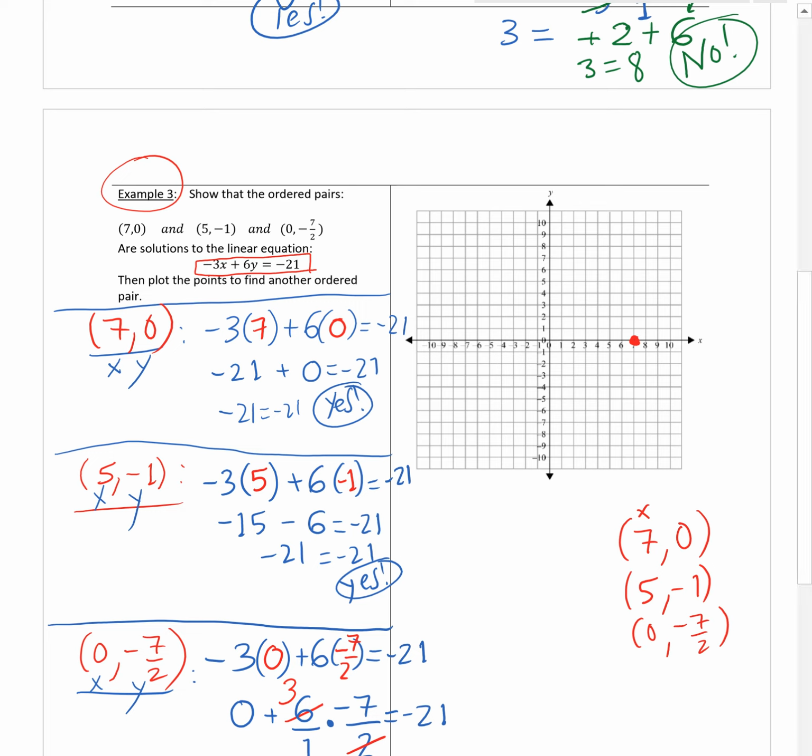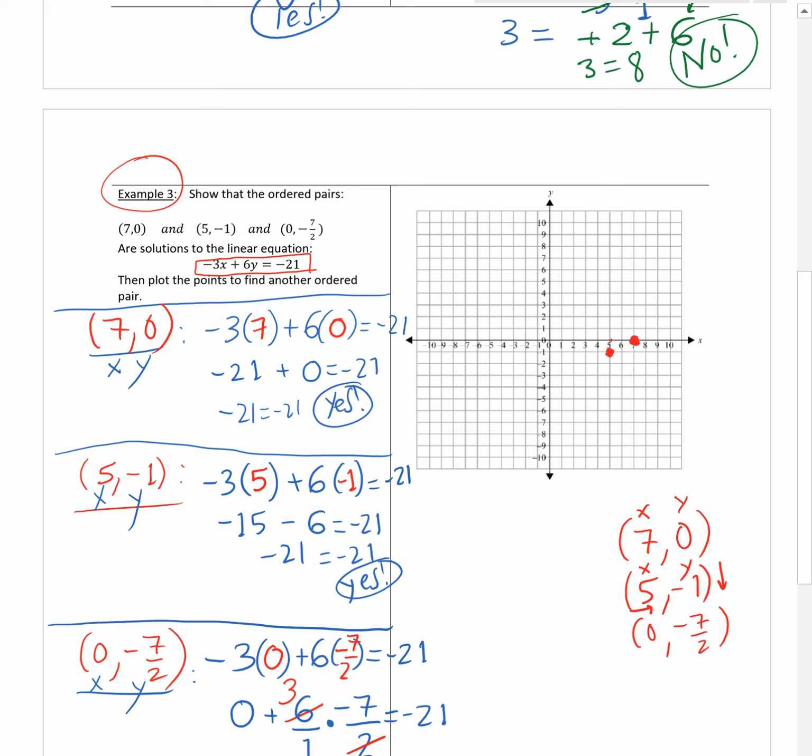The next point, 5 is x, y is negative 1. 5 is here on the x-axis. Negative 1 is down here. So I need to go right 5, down 1 to get there. Alright, looks good. The last point, I'm not too happy about this one though.